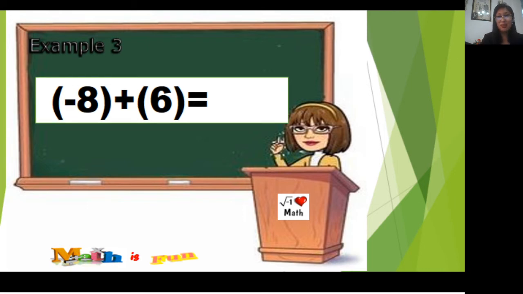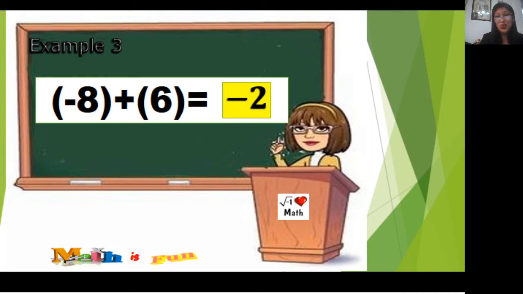Okay, let's have example number 3. Negative 8 plus 6. Apply rule number 2. You have to subtract if they have different signs. 8 minus 6. It is 2, negative. Why? Because negative 8 is the integer with a greater absolute value. When you get the absolute value of negative 8, you have 8. So, the final answer is negative 2.